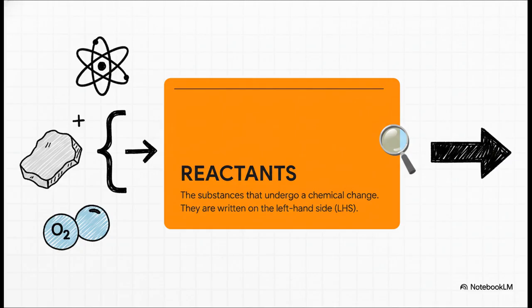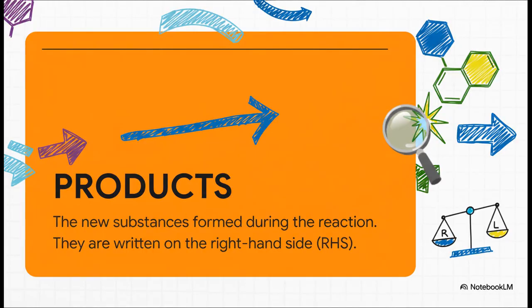Always remember, reactants are written on the left-hand side, or LHS. And what about the new substance that is formed at the end of the reaction? Well, that is called the product. Here, magnesium oxide is our product. And products are always written on the right-hand side, the RHS. So reactants on the left, products on the right.